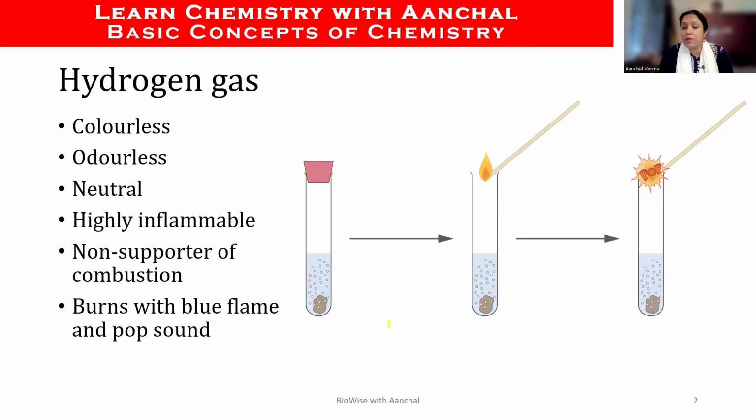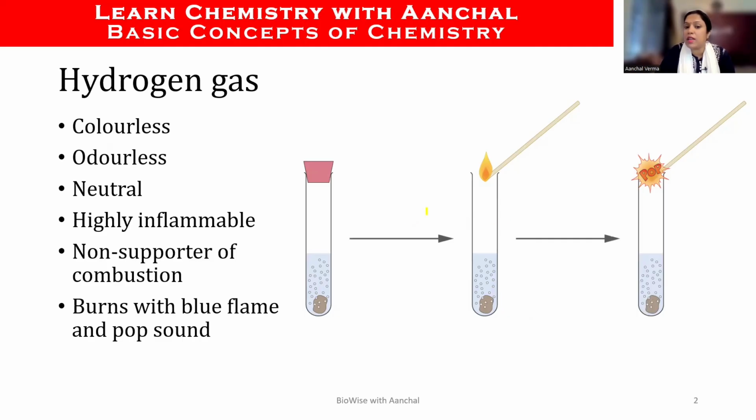It is highly inflammable gas and it is non-supporter of combustion. You should understand the difference. Hydrogen burns itself, but it does not support combustion like oxygen, and it burns with a pale blue flame and with a pop sound. So whenever a flame is brought near the hydrogen gas, it burns with a pop sound. This is the observation for hydrogen gas.